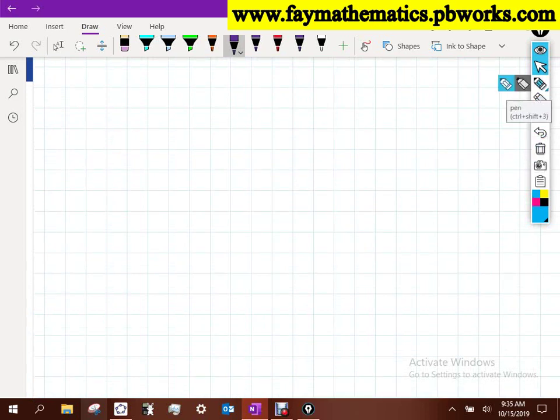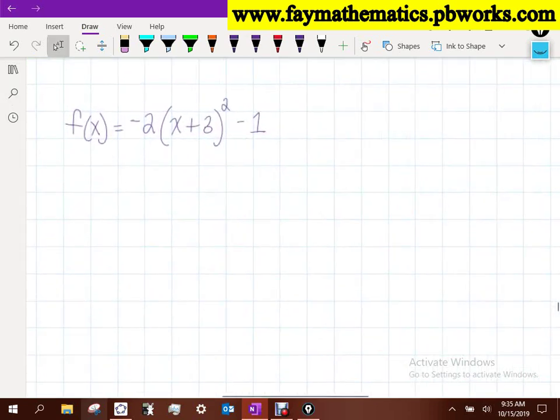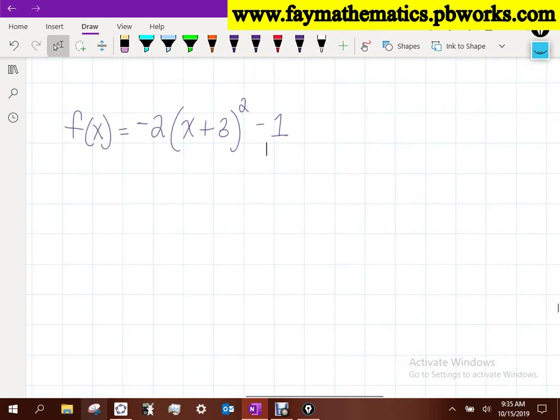If I gave you the function, let's say f of x is equal to negative 2 times (x plus 3) squared minus 1. On tests and quizzes, and some of your homework, our goal is to be able to go through this thing and determine several things. What are all the transformations that are taking place?